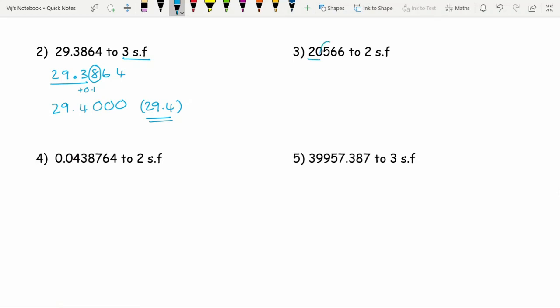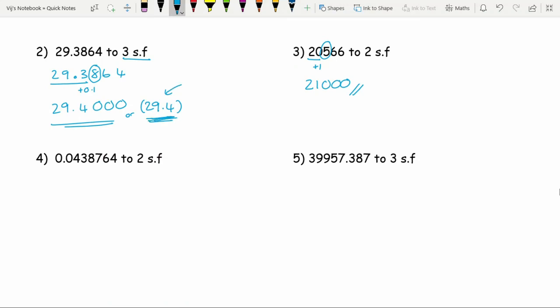For question 3, we're rounding to 2 Sig Fig, so again I'm going to underline the first 2 numbers, ignoring any starting zeros, and circle the 5. As 5 is bigger than 4, I'm going to add 1 to the underlined number, which here is 20. So here I've got 21, and then all the other numbers turn to zeros. The reason I'm not ignoring any zeros here is because I've got no decimal point. So writing these 2 answers is absolutely fine, but this answer here is probably the most preferred one.